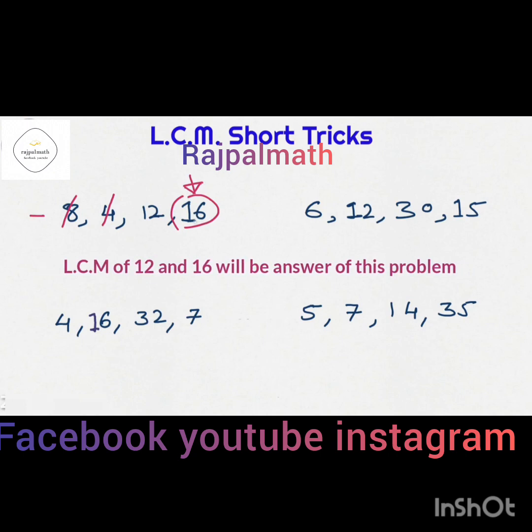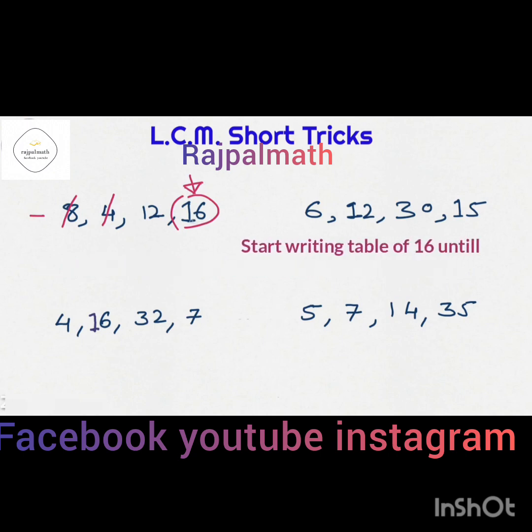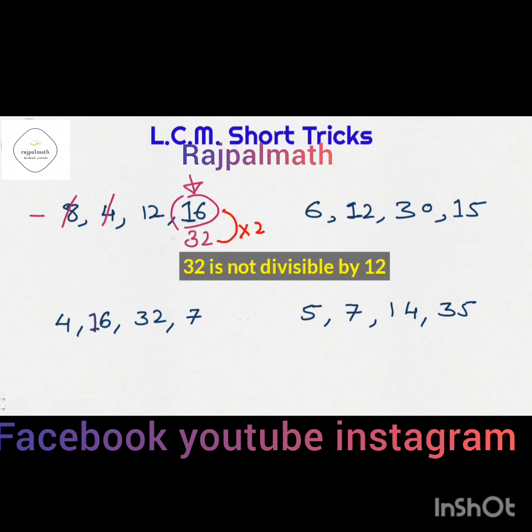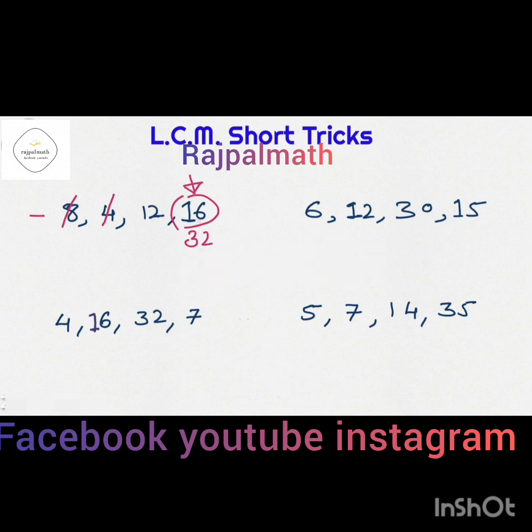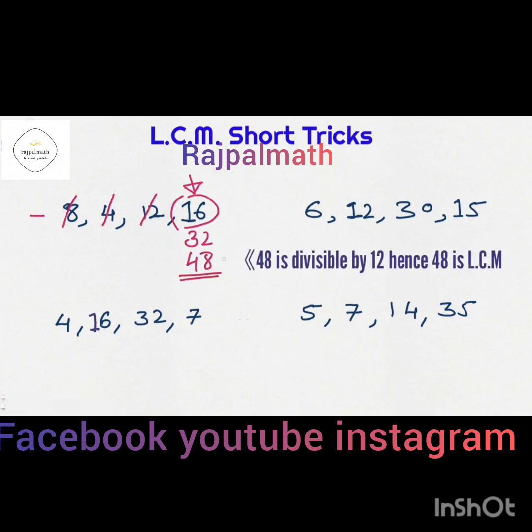In such a situation, what we are going to do, we will write the table of 16. So 16 into 2 is 32. Check whether 32 is completely divisible by 12. No. So write down the next table. So 16 into 3 is 48. So 48, is it completely divisible by 12? Yes, it is. So I will cancel out 12, and yes, 48 is going to be my LCM.